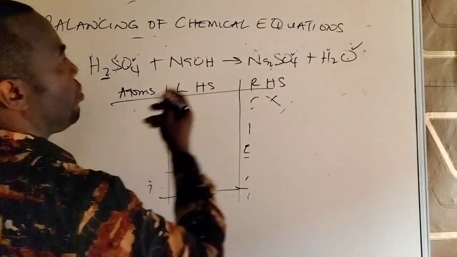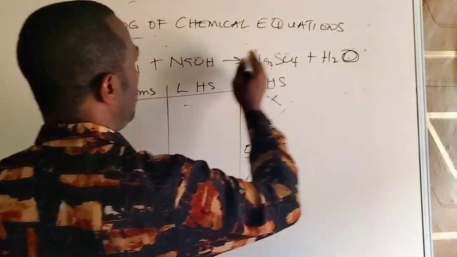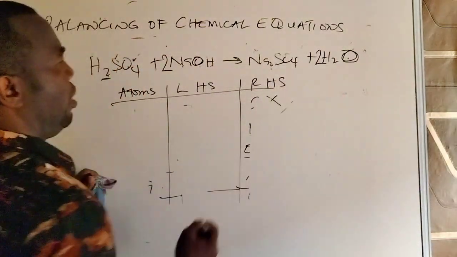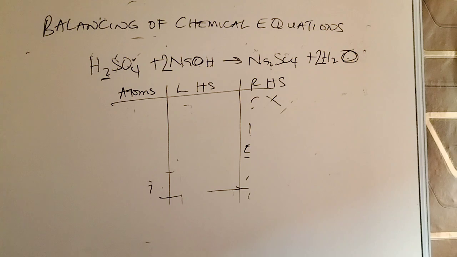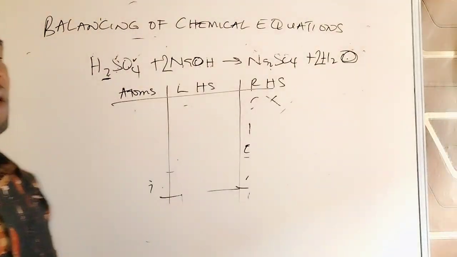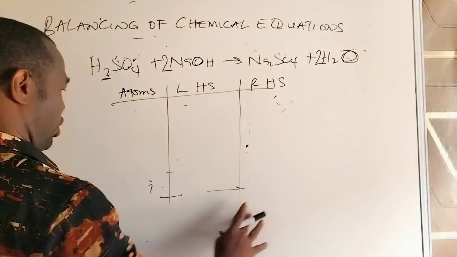Okay, let's check it again. We have put some coefficients here. I put 2 in front here and put 2 in front there. So let's cross check the equation once more. If we cross check again, let's list the atoms again and then do the check.